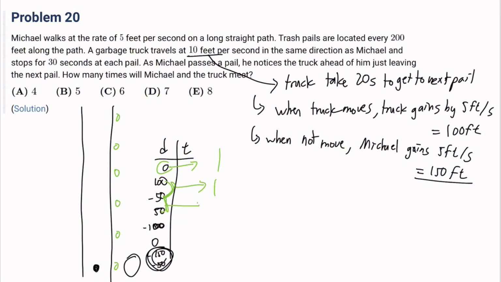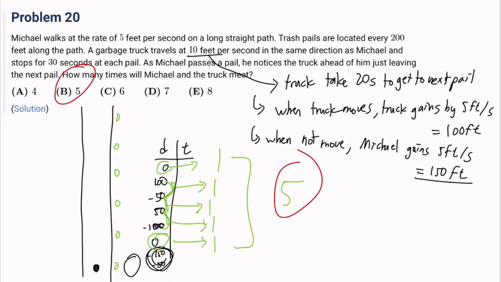And between these two, we will have 1 more. Between those two, we will have 1 more. And then this one, that will be the last one. So we have 5 meetings in total. So the answer is 5, it's B.